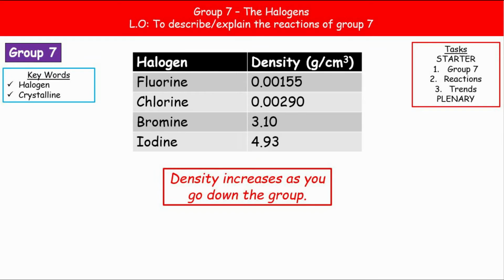Hopefully what we can see then is that the density increases as we go down the group. So make sure you've got that trend written down in your books, or tick it if you got it right.